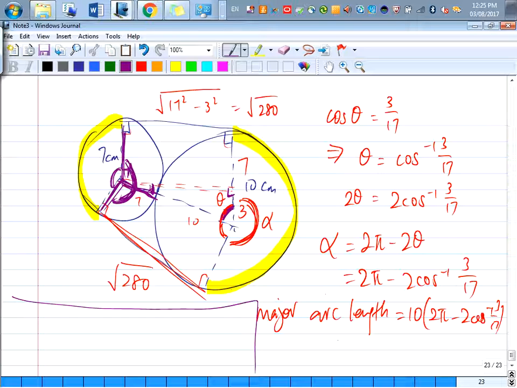What square root? This one? I have to add everything up. I get this yellow one, then this one, then add this and add this. Yeah, that will be my last step. Okay? So add everything up, you'll get an answer.